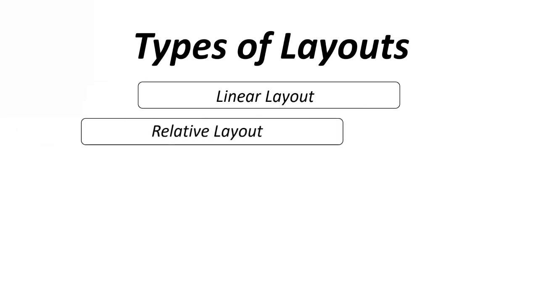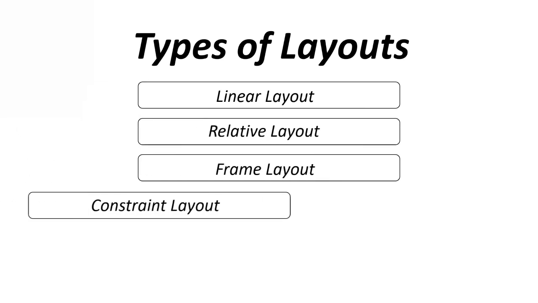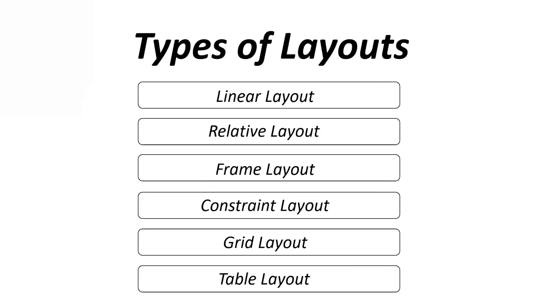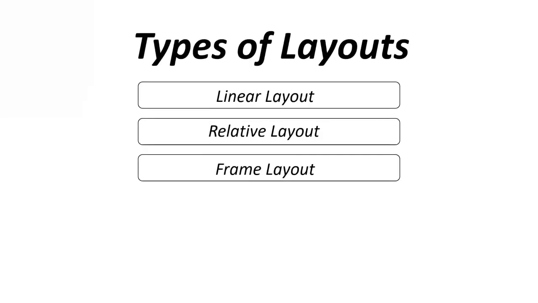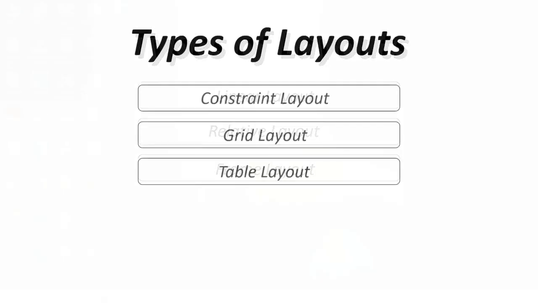Now there are so many different types of layouts such as linear layout, relative layout, frame layout, constraint layout, grid layout and table layout. Now there can be other layouts also, but around 95% of the time you will be using these layouts only. Out of them, today we will learn these 3 layouts and in the next video we will learn the rest of the layouts. So before going into the details of each layout, remember it is not necessary that if you are performing some work with one layout, it can't be performed using the other layouts.